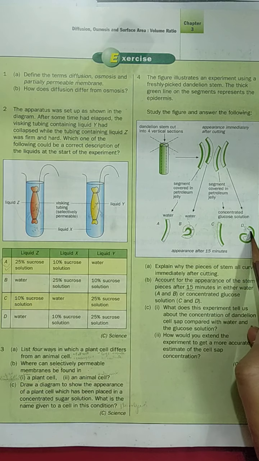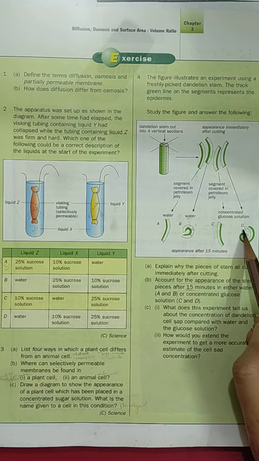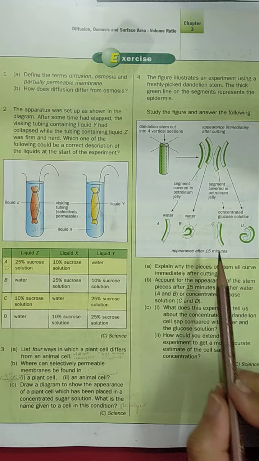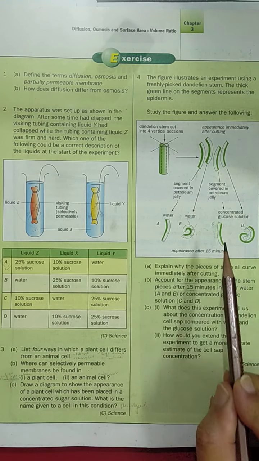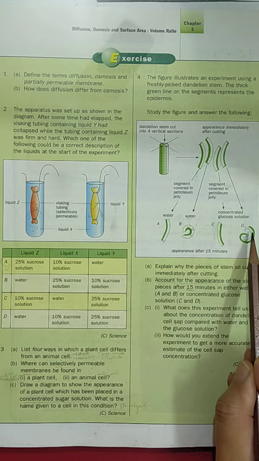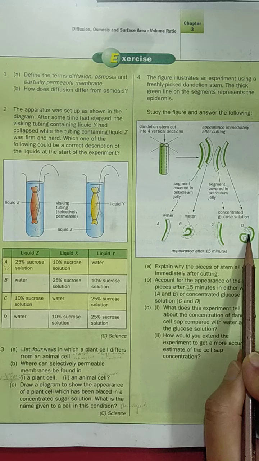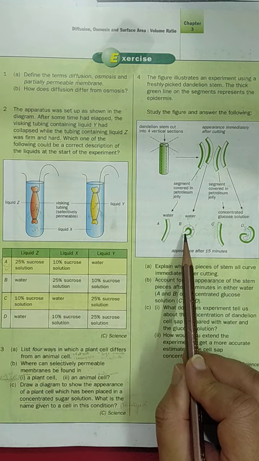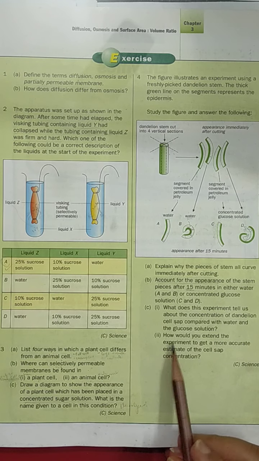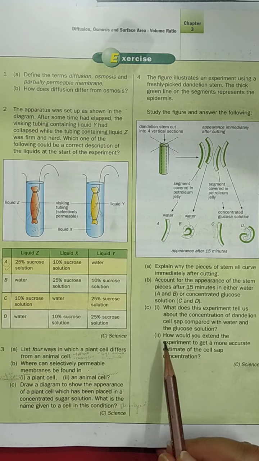Okay, and here you can see the glucose solution is more concentrated and water is coming out from the dandelion cell sap. It means its cell sap water potential is higher. So you can give the answer that the cell sap concentration of the dandelion stem is higher than the concentration of the glucose solution and lesser than the pure water. Clear this thing?